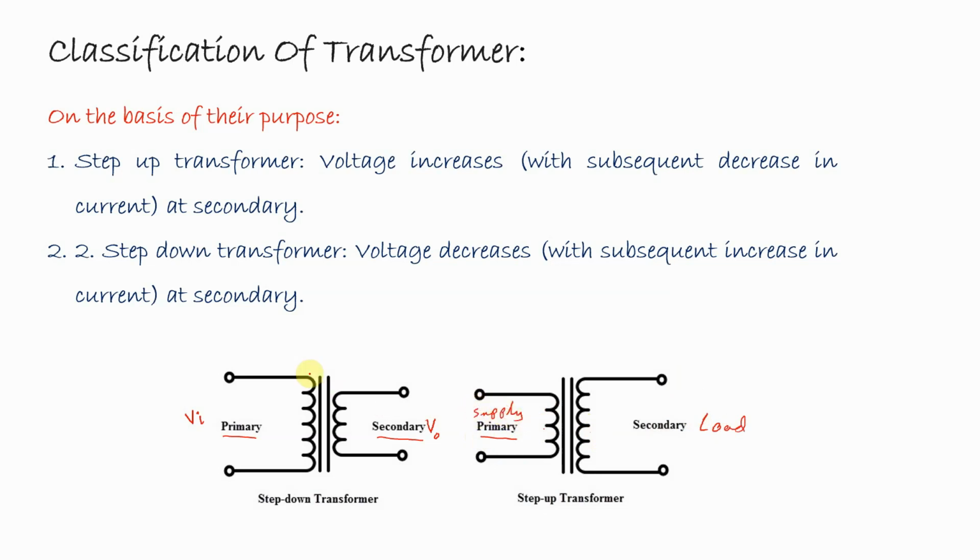One thing should always be remembered: for the step-up transformer, the number of turns in the secondary side is more than the number of turns in the primary side. This is for the step-up transformer. And similarly, for the step-down transformer, the number of turns on the primary side will be more than the number of turns in the secondary side. This is for the step-down transformer.